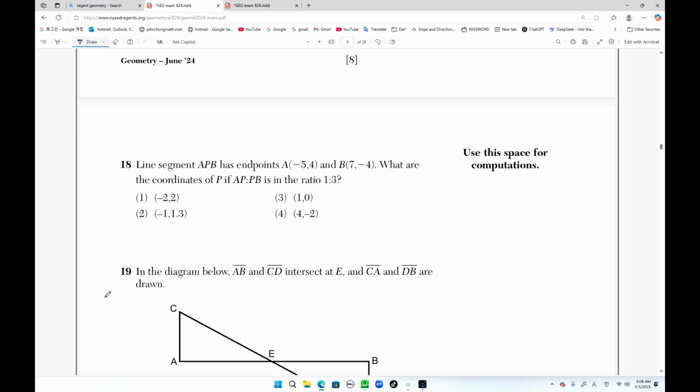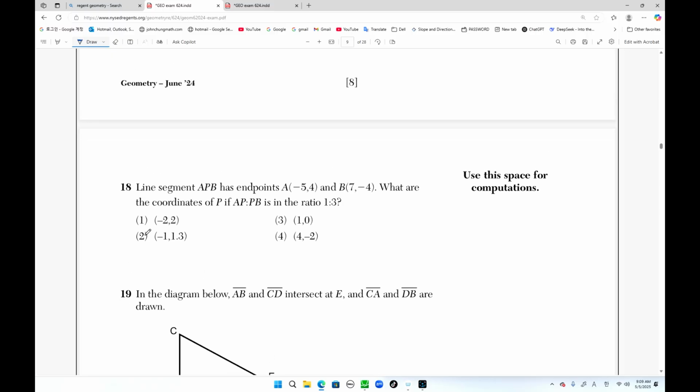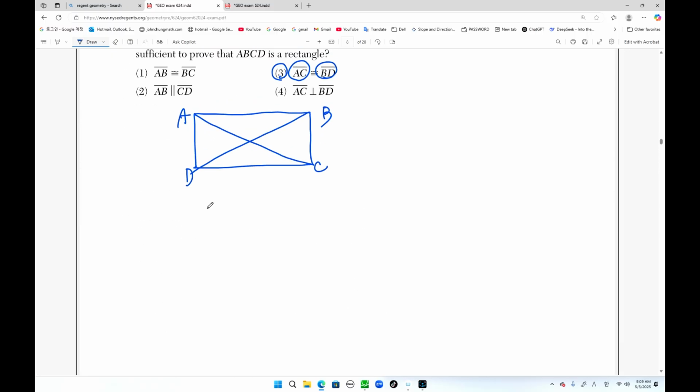The next one, number 18. Also, a parallelogram with one right angle. Okay, a parallelogram with one right angle is also a rectangle.